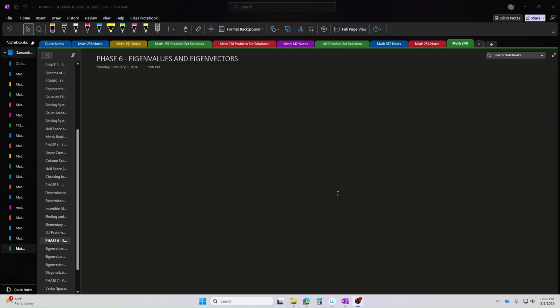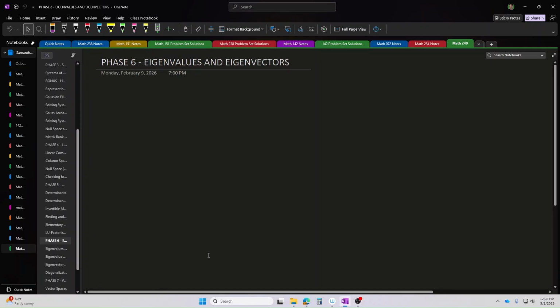Alrighty, folks, we are beginning the sixth main chapter slash phase of the course, talking about what are called eigenvalues and eigenvectors of a matrix. So we'll start out by talking about what these are, and then over the course of the next several lessons, we'll talk about how these things are used in mathematical and in real-world applications.